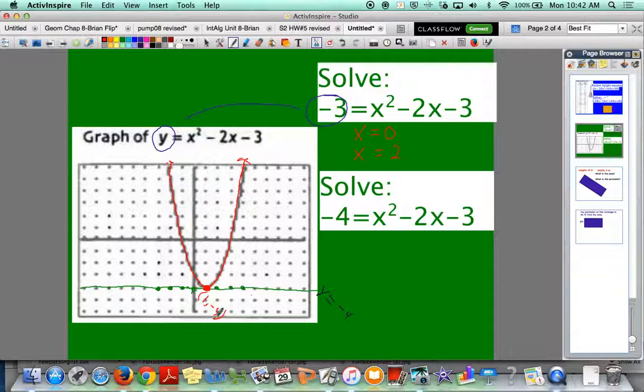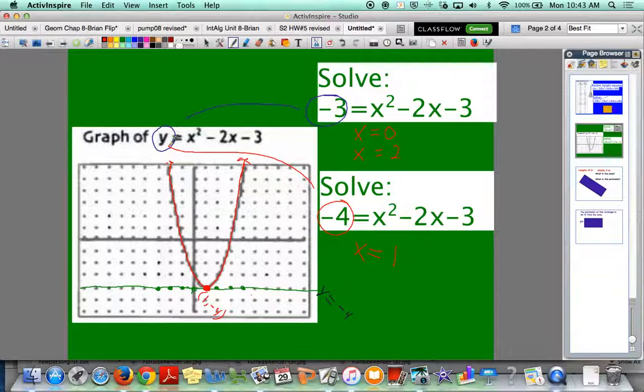So unlike the first problem where we had two solutions, this one actually only has one solution because it only hits -4 one time before it goes back up again. It never gets below -4 either. So in this case, we only have one solution. When x is equal to +1, the y value is -4. So that's only one solution.